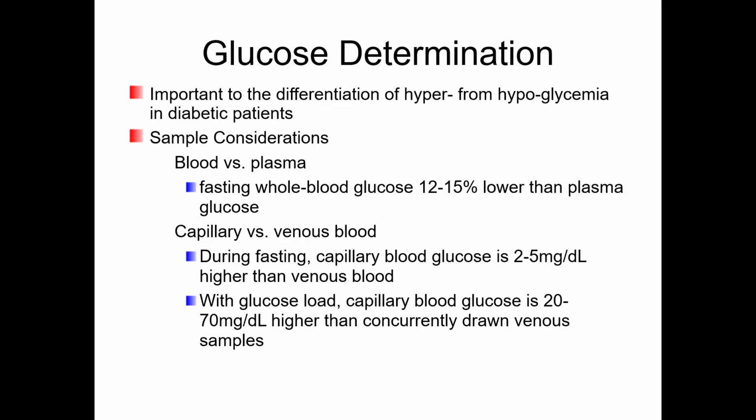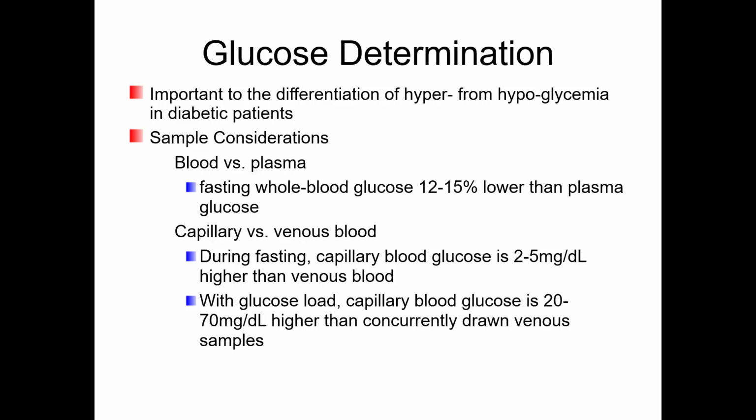Sample considerations, blood versus plasma. Fasting whole blood glucose is 12 to 15% lower than plasma glucose. Why do you think that is? So if we use whole blood, there's cells in there, and cells are going to be consuming the glucose as they sit in the tube. So they're going to have lower glucose levels.